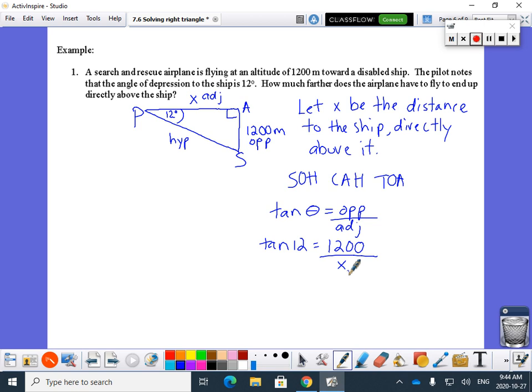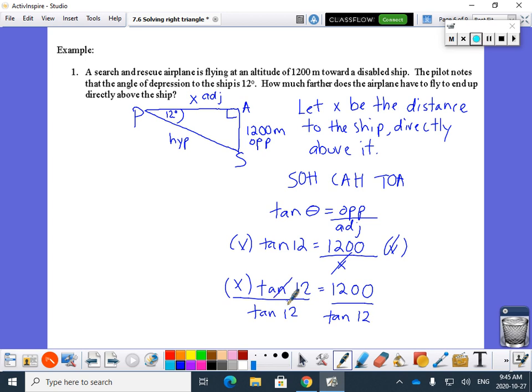In order to get rid of this fraction, I need to multiply this side by, and this side by. This crosses out. So now I really have X times tan 12 equals 1200, but I want X on its own. So what do I need to divide by to get X by itself? Tan 12. Let's do this in a new step so that it's not so much going on in one line. So now we have X tan 12 equals 1200. We're going to divide by tan 12. What you do to one side, you have to do to the other side.